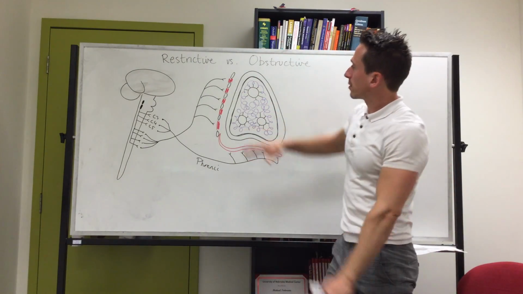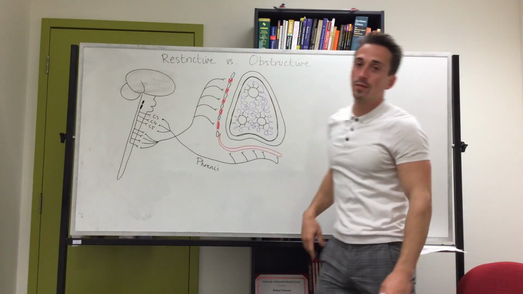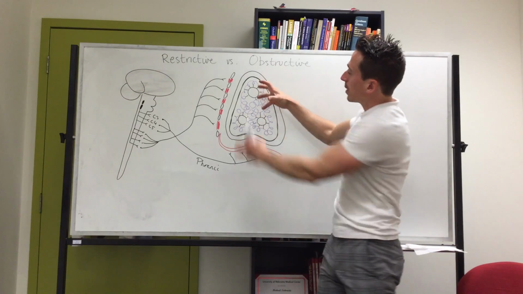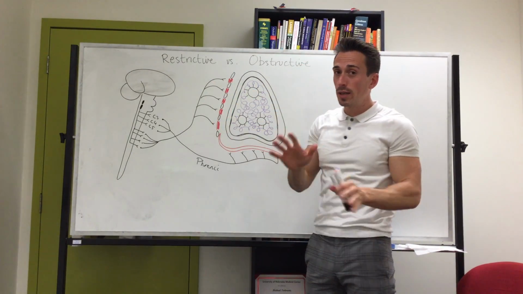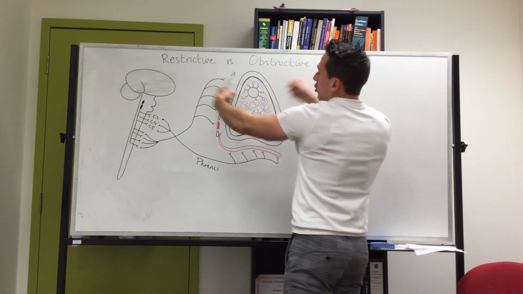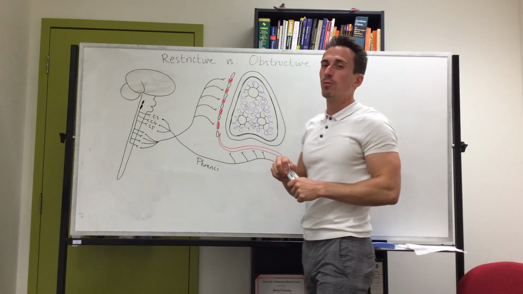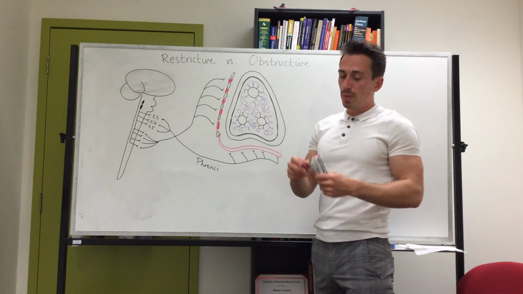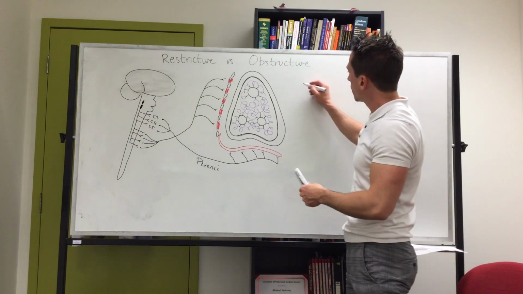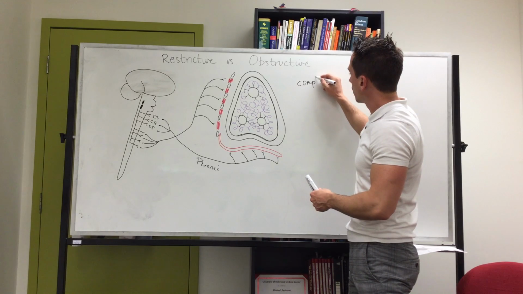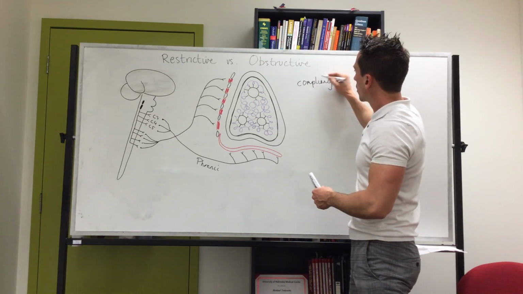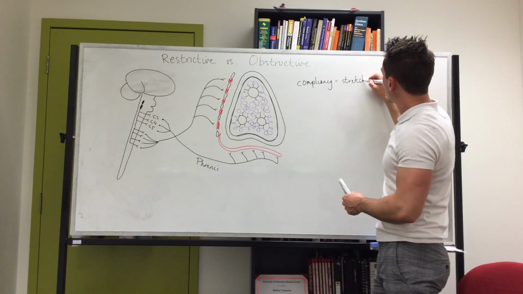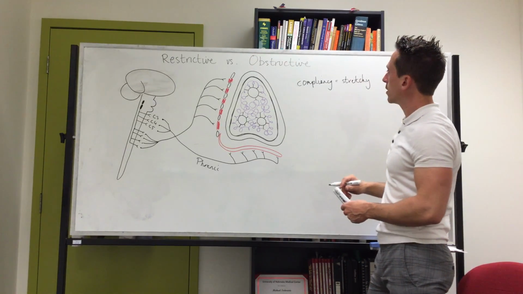Why am I telling you this? What does this have to do with restrictive and obstructive diseases? Well, remember, lungs need to expand. That's what needs to happen normally. Now, they need to be stretchy, so it's called stretchability, but we don't refer to it clinically as stretchability. Stretchability we call compliancy. So let's just write that down. Compliancy is the stretchability of the lungs. How stretchy the lungs are.